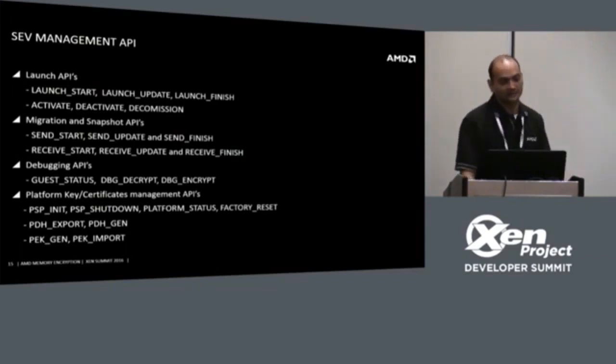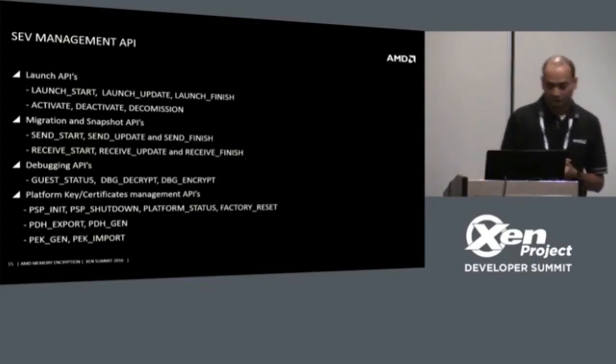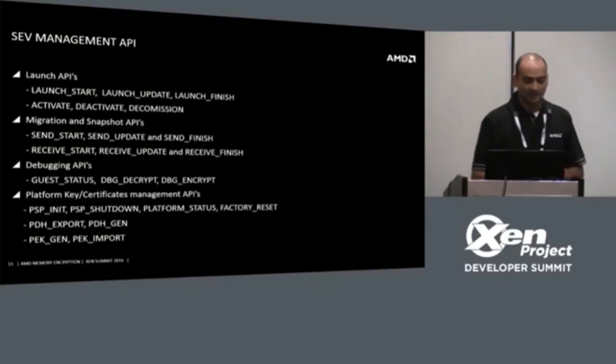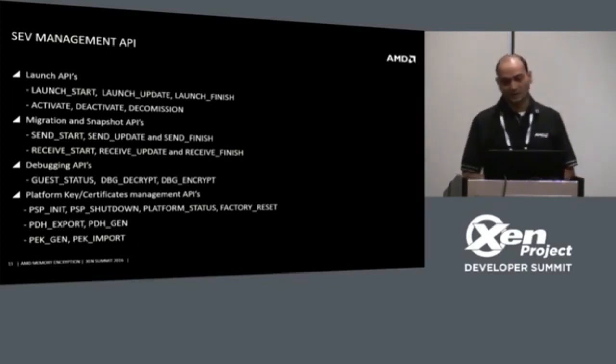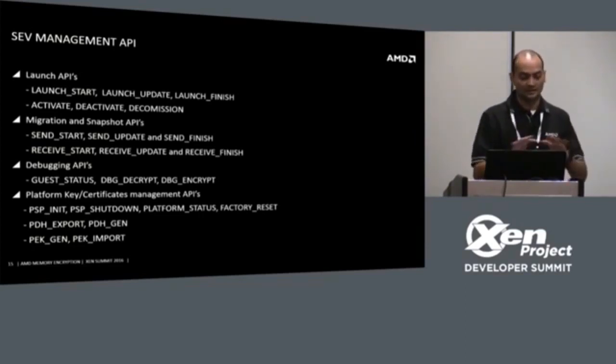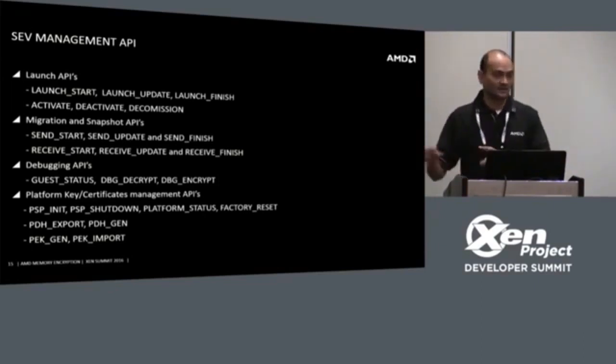So here's a bunch of the commands which the SEV firmware actually accepts and listens to. So the first setup command is launch. We call it the launch API, like the launch start command. Launch start and the other launch commands are used before the guest is running. So it's just preparation of the guest.